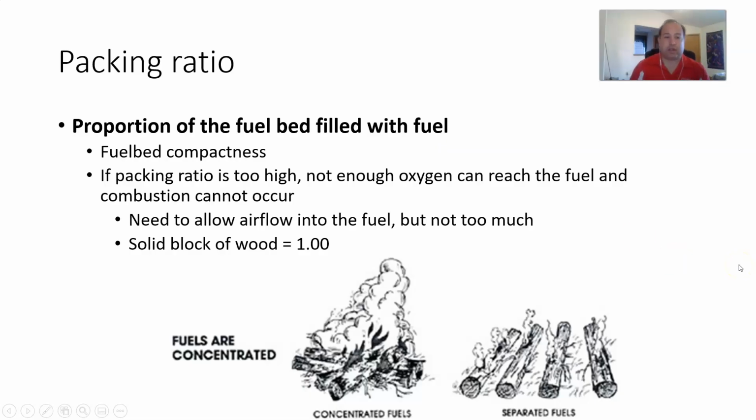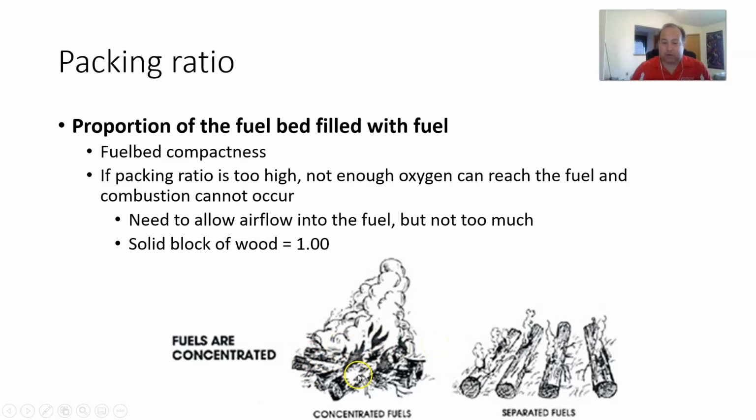Packing ratio. So the proportion of the fuel bed filled with fuel. So when we're talking about packing ratio, we're talking about fuel bed compactness. So if the packing ratio is too high, not enough oxygen can reach the fuel and combustion cannot occur. So when we're talking about packing ratio, what I really want you to think about is this graphic that I have here at the bottom, and also that campfire example.